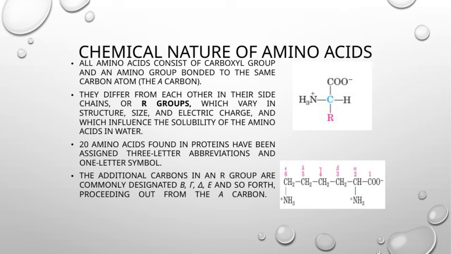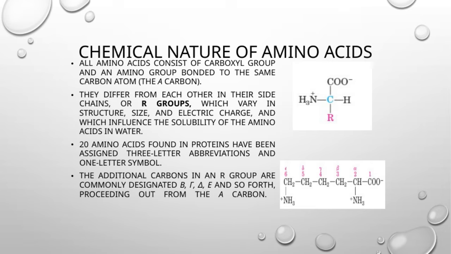There are 20 amino acids that are found in proteins, and each of them has a specific 3-letter abbreviation and a 1-letter symbol. This helps us identify them quickly in sequences. Now, when we look at the R groups, any additional carbons attached are often labeled with Greek letters like beta, gamma, delta, epsilon, and so on, indicating their position relative to the alpha carbon.